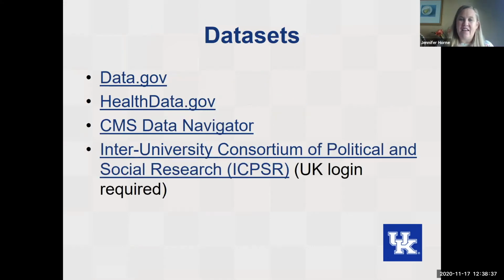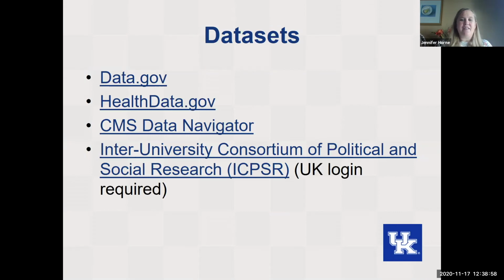And just briefly, if you're looking for big data sets that you're going to do the analysis on your own, data.gov is the central clearinghouse for all US federal data. Healthdata.gov is the subset of that for health data. CMS, that's the Center for Medicare and Medicaid, has all the data for Medicaid and Medicare.